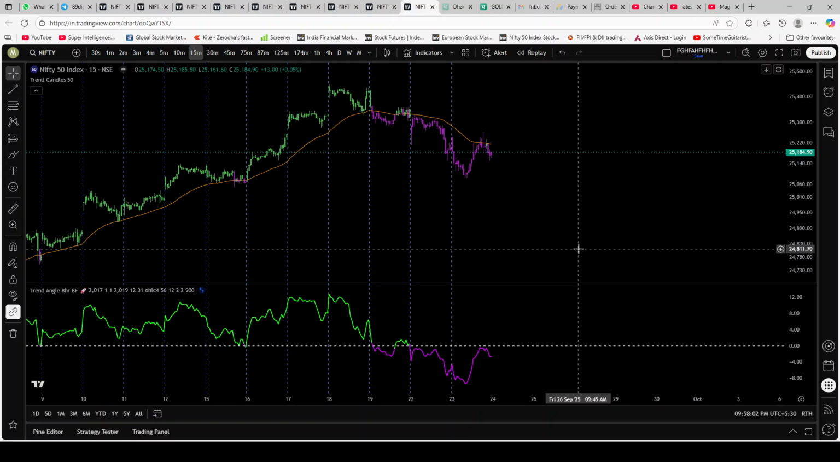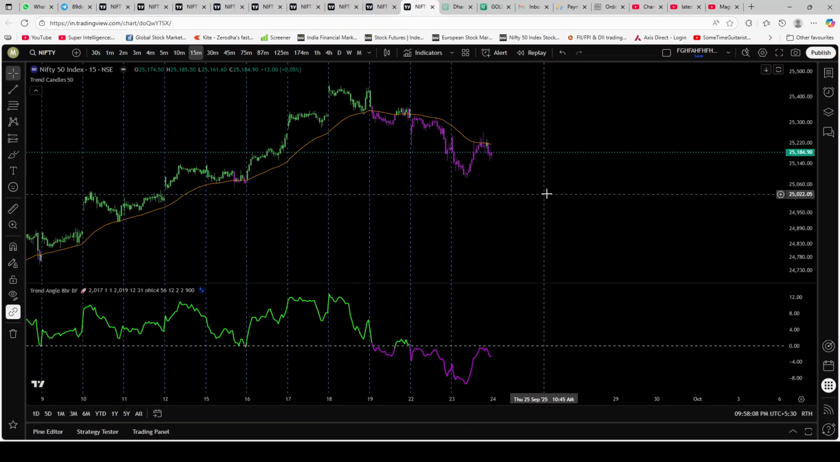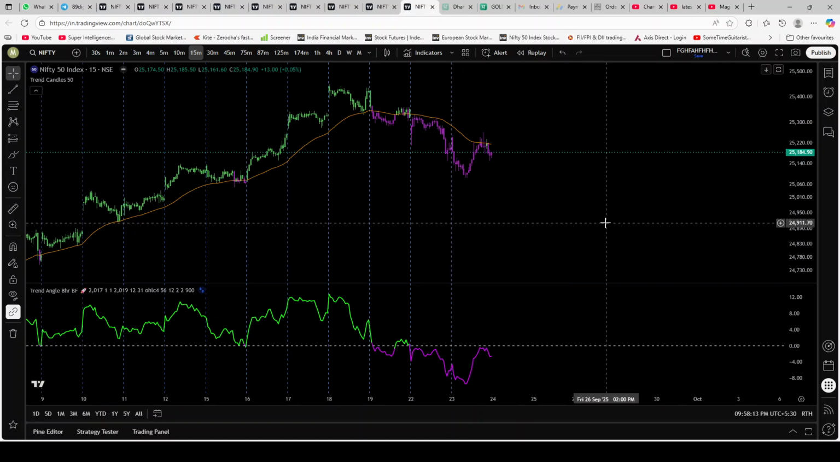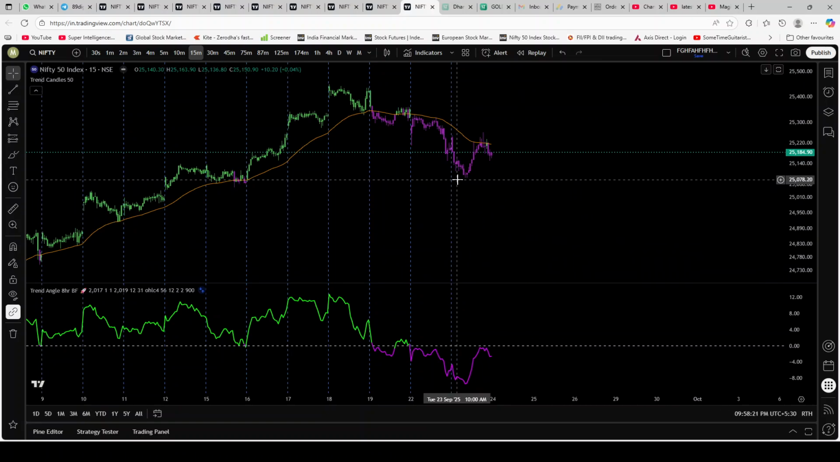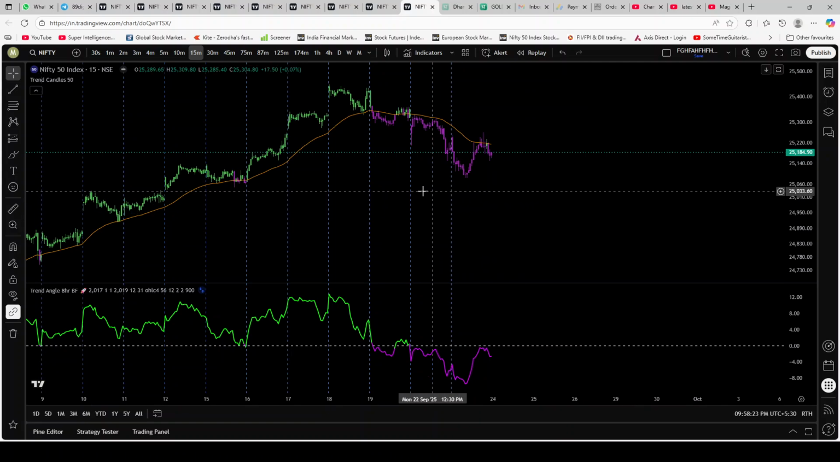And right now we are approximately 300 to 400 points above that. So I think it will go ahead and test 25,000 once again, and once it does that, it will probably drop below 25,000. I'm not too sure. Again, these are my assumptions, just based on what I'm seeing on the 15 minutes time frame.